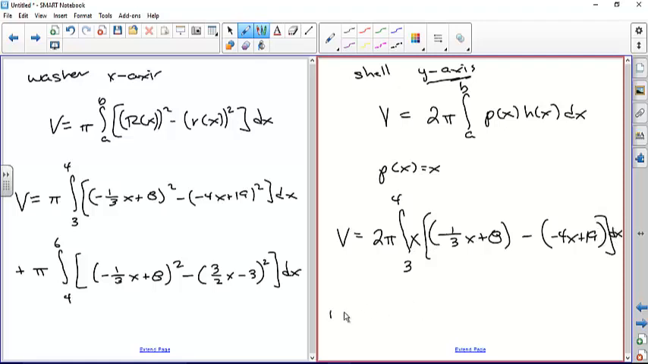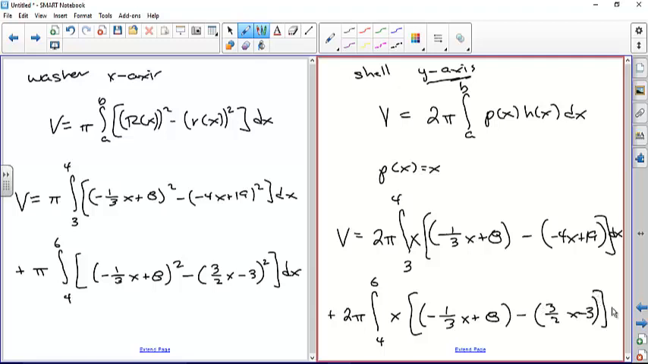And then the second integral is the integral from 4 to 6 of x, and again we go over here. So you get negative 1/3 x plus 8 minus 3/2 x minus 3, and the whole thing times dx. So that was the second part, or the first part, whichever one I asked for. I'm not sure which one I asked for first.